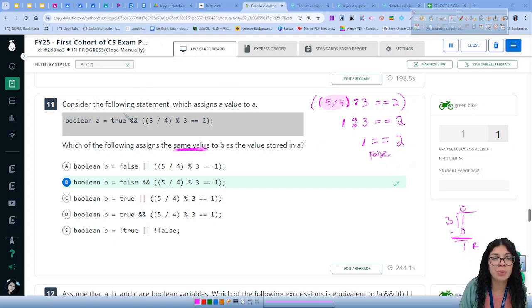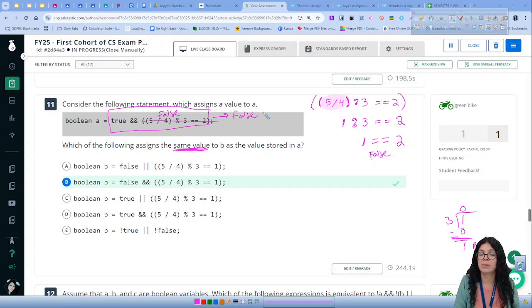So we have a true and false. In an and, in order for the final result to be true, we have to have both true. So in this case, this final result here of true and false will be false. So what's stored in A is a false. So the question now is, which one of these will also store a false?